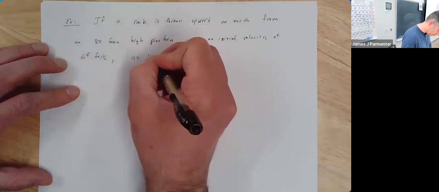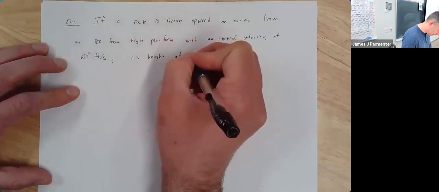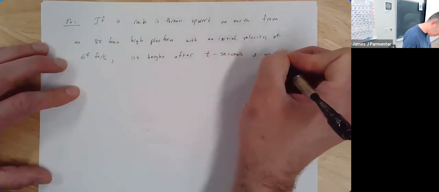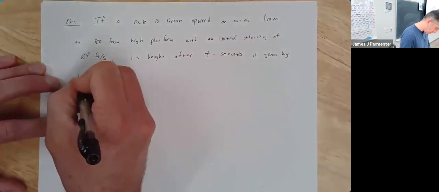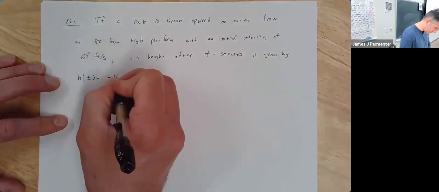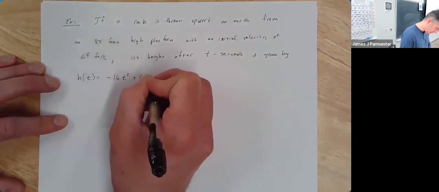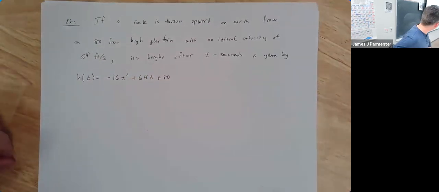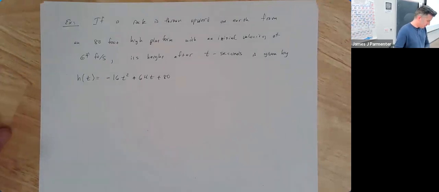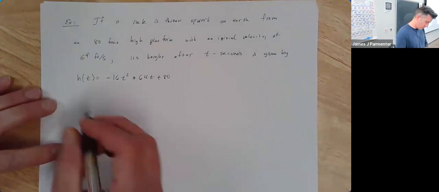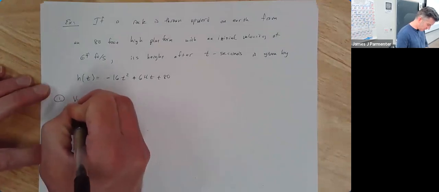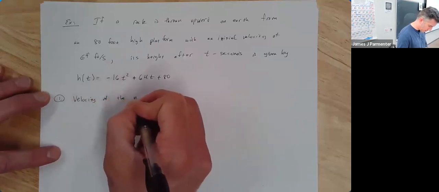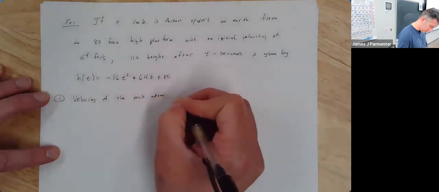Its height after t seconds is given by the equation h of t is equal to negative 16t squared plus 64t plus 80. Sorry if my t's look like pluses too much there. Let's ask some questions. Question 1, what is the velocity of the rock after 1 second?